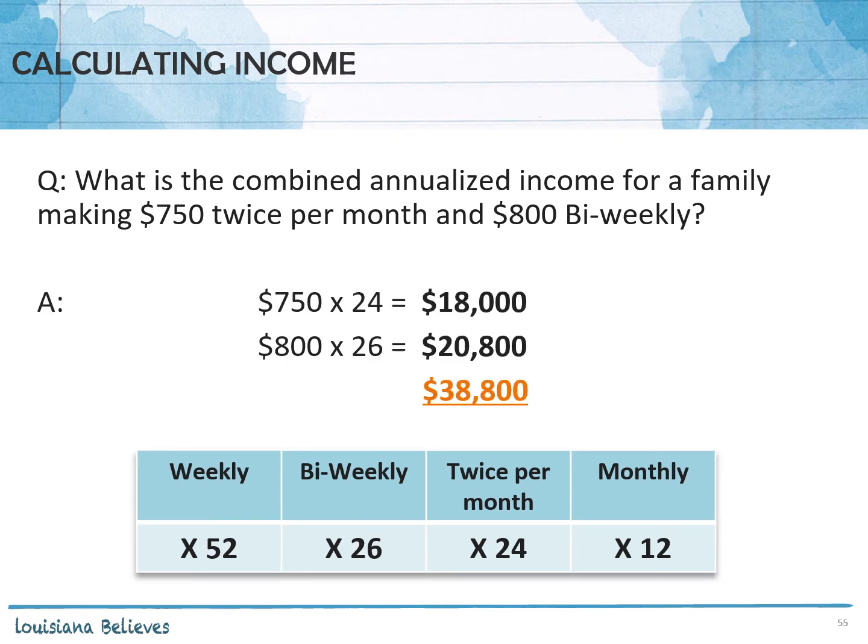In this example, we will do each income and then combine the annualized values. $750 earned twice per month is multiplied by 24 for an annual income of $18,000. $800 earned biweekly is multiplied by 26 for an annual income of $20,800. $18,000 plus $20,800 is equal to an annual household income of $38,800.